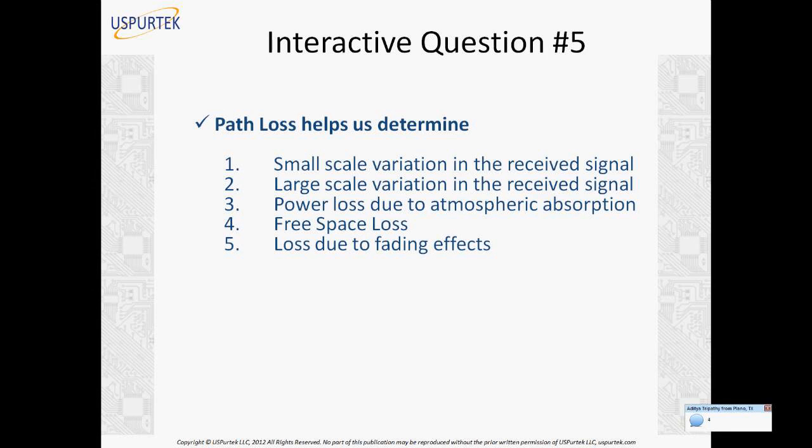Okay, I'll give you a moment. Well, let's go through this one by one. Small scale variation in the received signal: path loss does not tell us about the small scale variation, right? Path loss is a large scale variation, how far I am from the cell tower. So number 2, it helps us determine large scale variation in the received signal. Then power loss due to atmospheric absorption, free space loss, loss due to fading effects. Well, again, fading effects are small scale variation. This is not true.